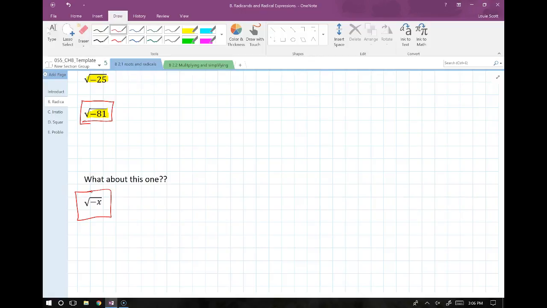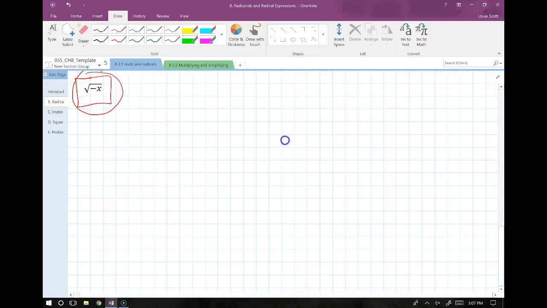Yes. Okay, so what I mean by that is this is only defined depending on the value of x, right? If x is a positive number, if x equals 5, this is undefined. If x equals negative 5, the two negatives cancel each other out, and this is defined. And so when you have a variable underneath the radical sign, just because there's a negative out front doesn't mean it's undefined. It depends on what x is.